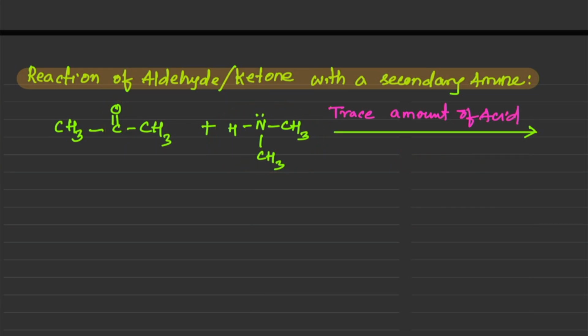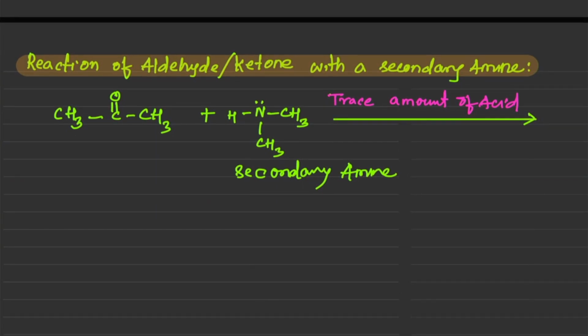So let's briefly start. What is a secondary amine? An amine is called a secondary amine when nitrogen is connected to two carbon chains. You notice there is a carbon chain here and a carbon chain here. So that's a secondary amine. And when we have that reaction, we're going to form an enamine.